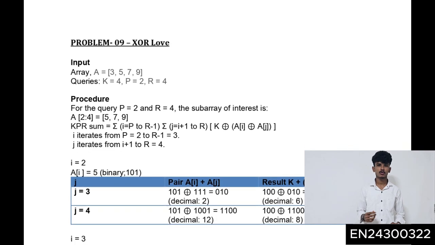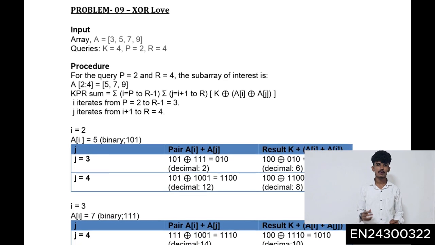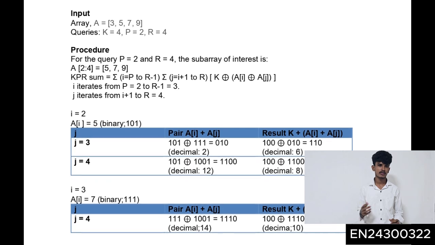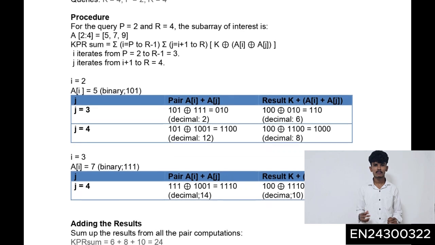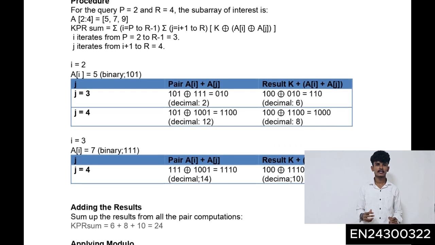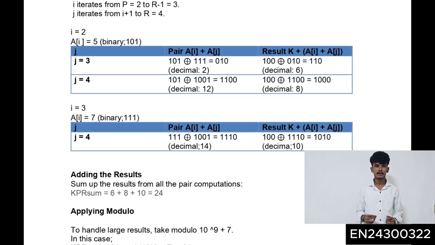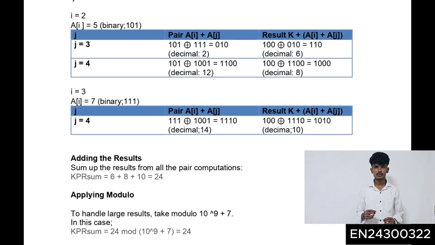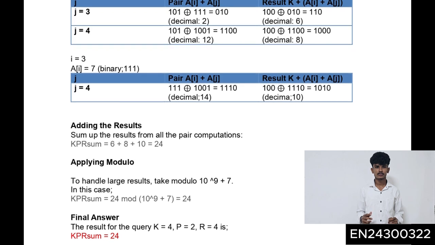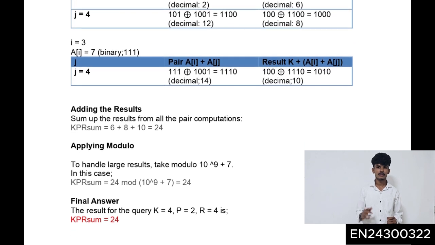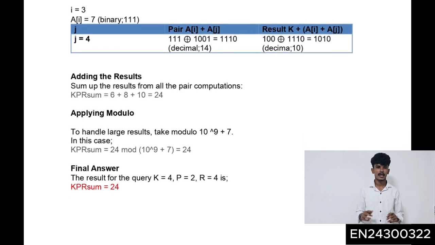Let me explain the XOR problem in simple terms. We start with the list of numbers and pick a small part of it called a subarray based on the query. Then we turn these numbers into binary form because XOR works on binary digits. XOR is easy. Matching bits become 0 and different bits become 1. We take pairs of numbers from the subarray, apply XOR to them and calculate results. Once we are done with all pairs, we add the results together. If the sum is too big, we reduce it using modulo. The final number is the answer to the query, and that's it.